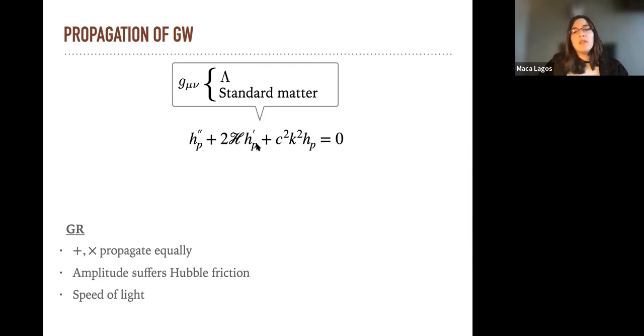This term here that is proportional to the first time derivative of h tells us that the amplitude of gravitational waves gets diluted with the expansion of the universe. There's this Hubble friction effect. And this term tells us that gravitational waves propagate at the speed of light.